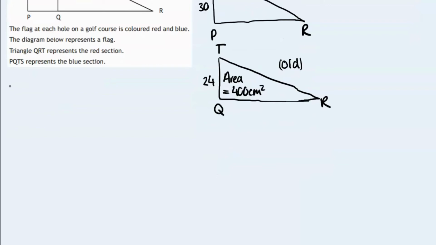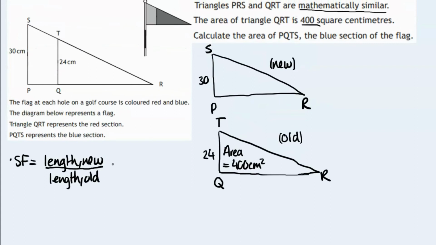So what is the scale factor formula? The scale factor formula is the length in the new shape, length new, divided by the length in the old shape, length old. Okay, so what numbers do we need to substitute in? The new shape will be this one up here, the large triangle, so that'll be 30, and then the old shape will be 24, so it'll be 30 divided by 24, so the scale factor will be calculated to be 1.25. Okay, so that's us done a big part of the question already.